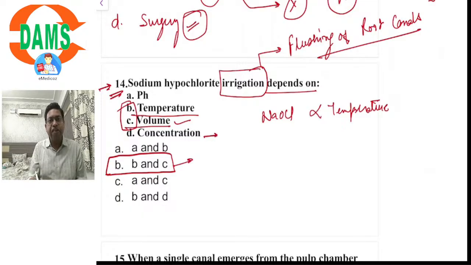Concentration may have an effect, okay, but it is not very significant; ranging from 0.5% to 5.5% we can use sodium hypochlorite. The concentration does have an effect, but it is not very significant. The two most significant factors: the first one is always volume, and the second one would be temperature. So for the specific irrigant we are talking about, temperature and volume, B and C, would be the answer.